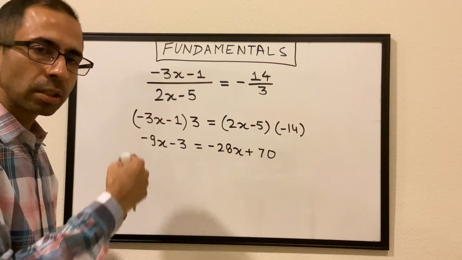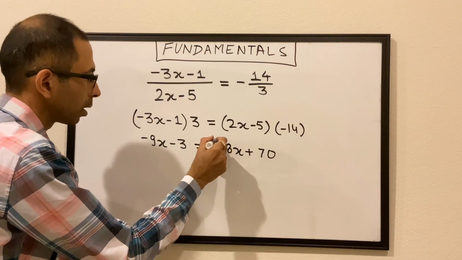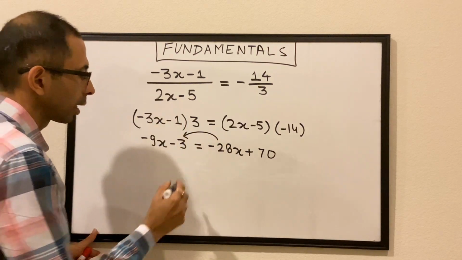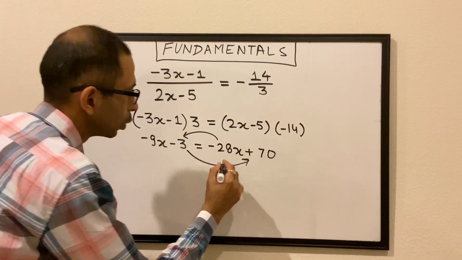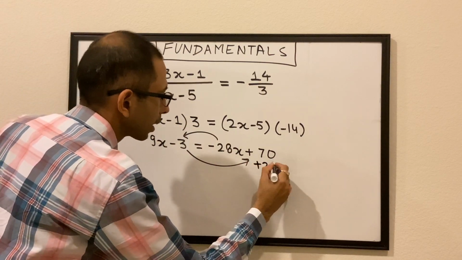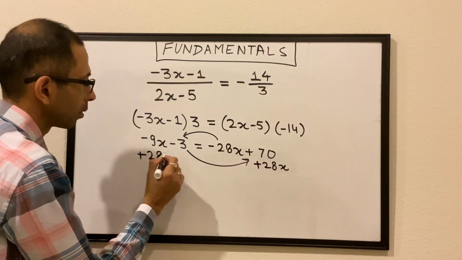We bring all the x terms on one side and all the numbers on the other side. So we're going to bring minus 28x to this side and minus 3 to the other side. So we do plus 28x here, and hence we do plus 28x here.